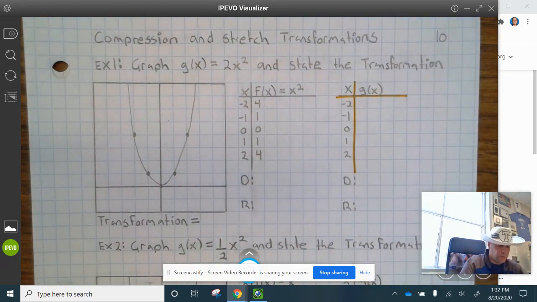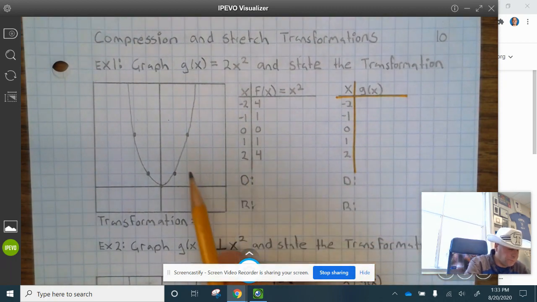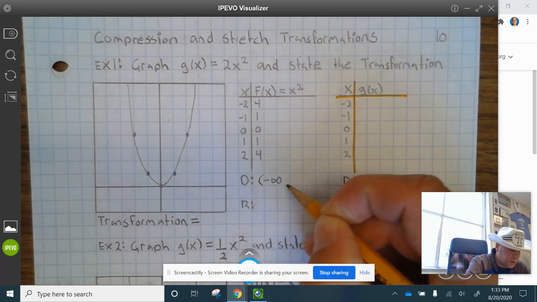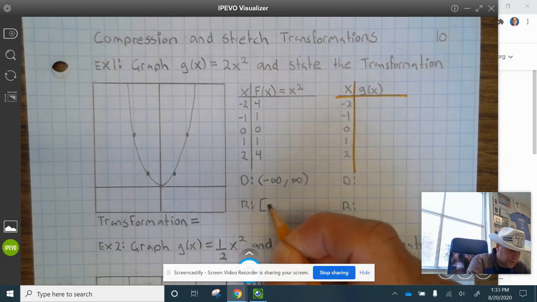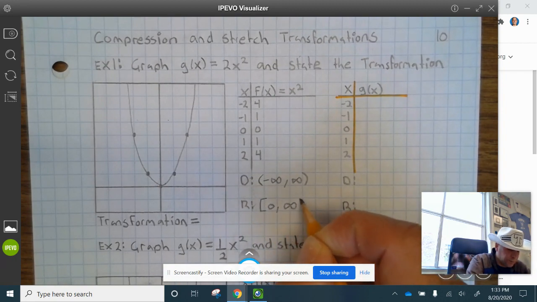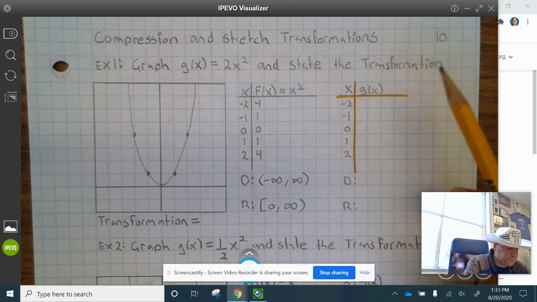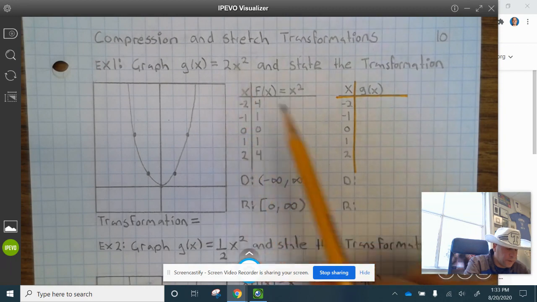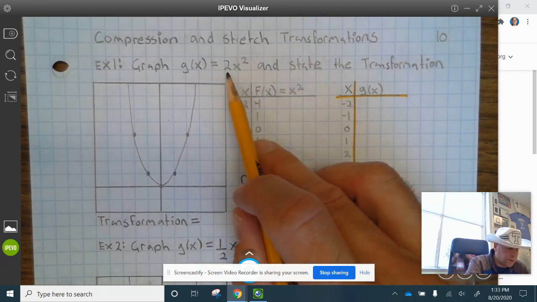But wait, before we do that, let's actually look at the domain and range for the parent function, which we know domain of a quadratic is negative infinity to positive infinity. And then range is bracket 0 to infinity. Okay, now let's graph g of x. So we see here that there's a 2 in front of x squared. Okay, so we're going to plug in negative 2 for x, square it, and then multiply it by 2.